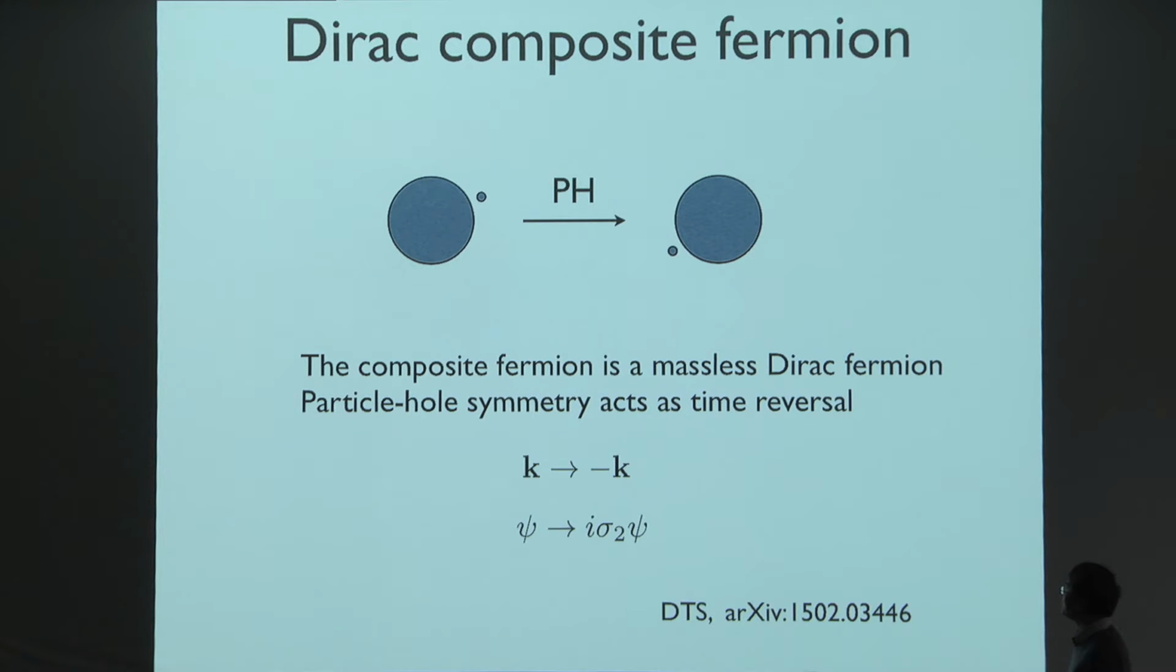Yeah, maybe it's a somewhat careless way to write the transformation. But what I mean is that you take the Lagrangian, you take the action, and you replace psi by this, and then all the other I replaced by minus I, you get the previous action.